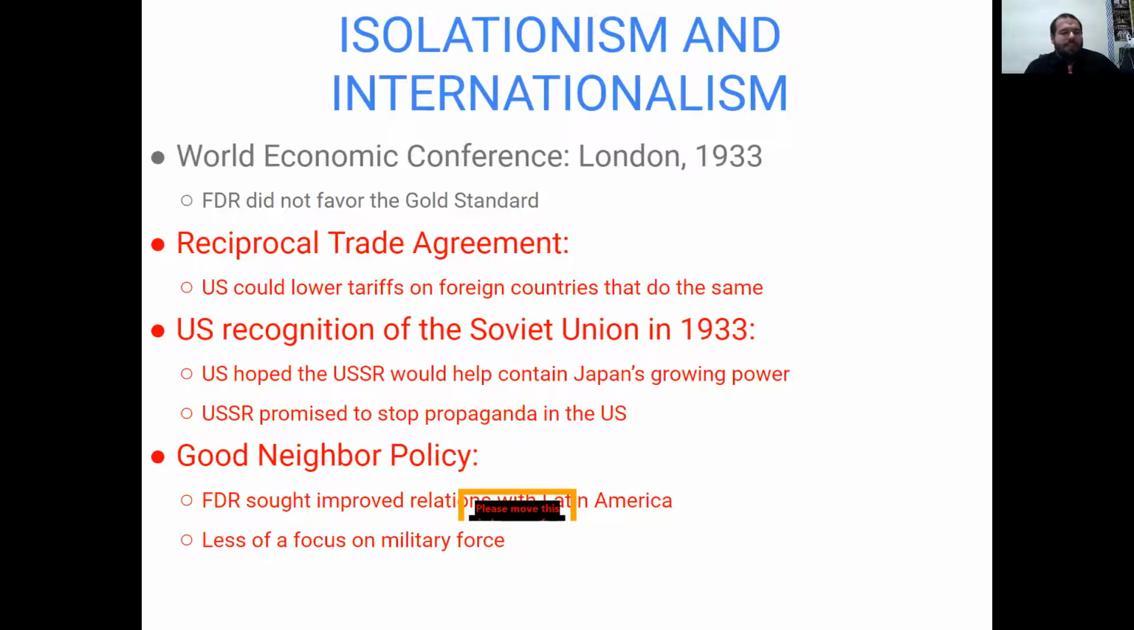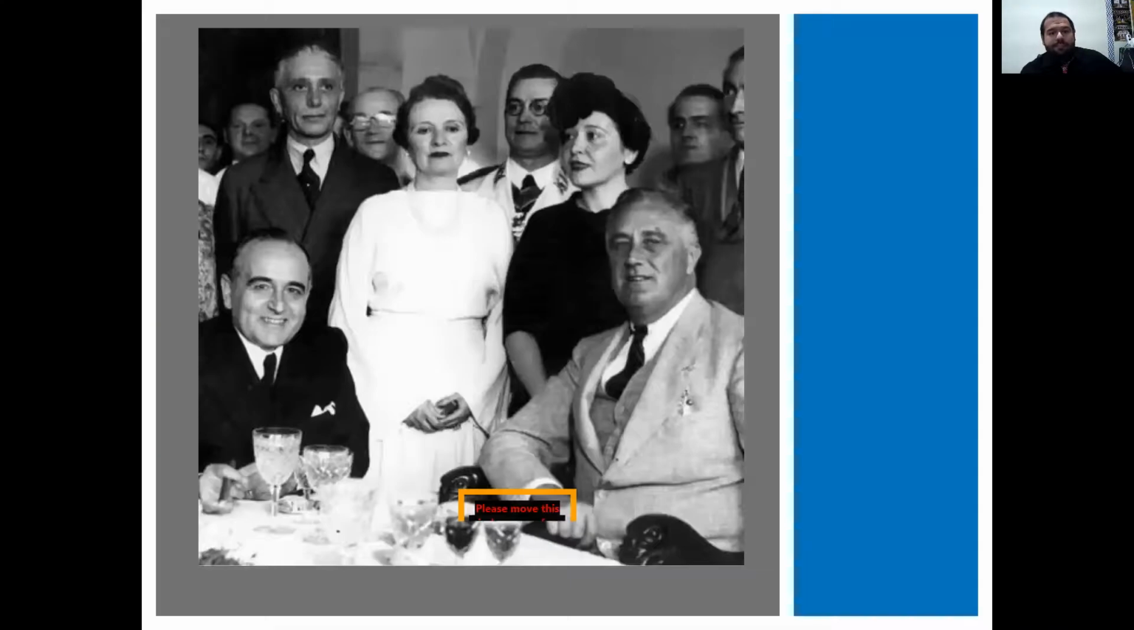Sound familiar? And then you have the Good Neighbor Policy created by FDR, who wanted to improve relations with Latin America and have actual cordial relations, and less of a military aspect, using military force to intervene. They would want to do it more diplomatically, more like a gentleman.